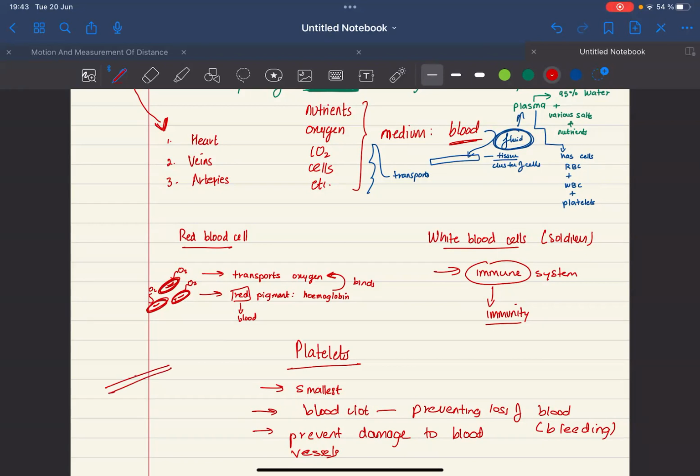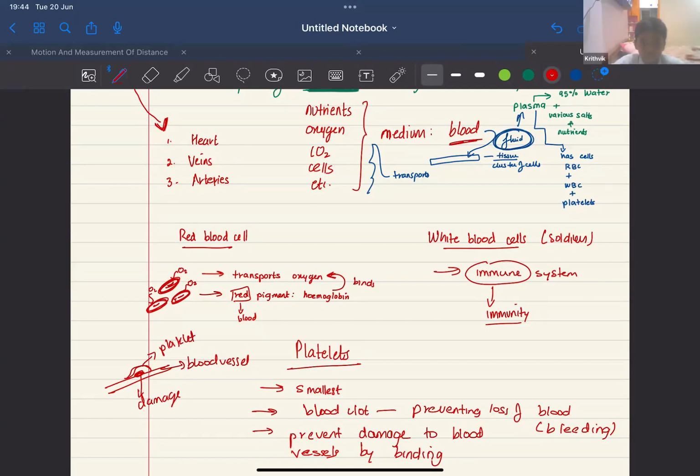This is the blood vessel. You have a damage over here. Platelets go over it like a band-aid and prevent the blood from flowing out. So this is the blood vessel, and here you have your platelet. Am I clear? Yes. Please note it down.